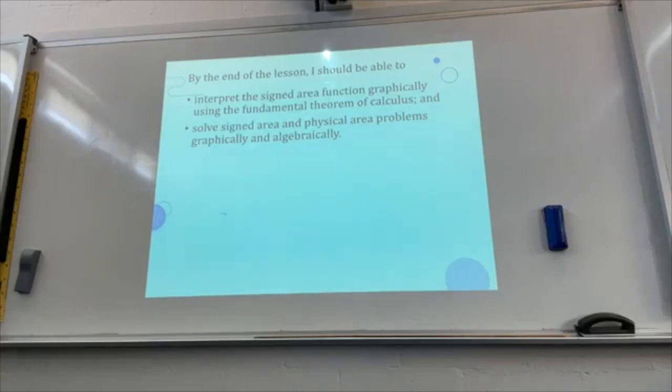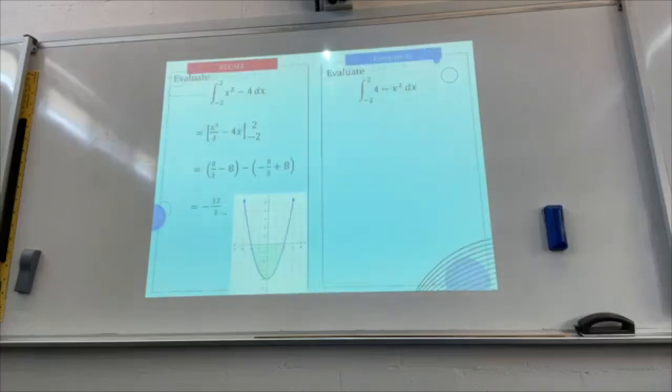Physical area, we will do it after the test. We don't have to worry too much about the physical area yet. Now, this one I showed you a few days ago, not a few weeks ago. If I integrate from minus 2 to 2, I got a negative area, correct?